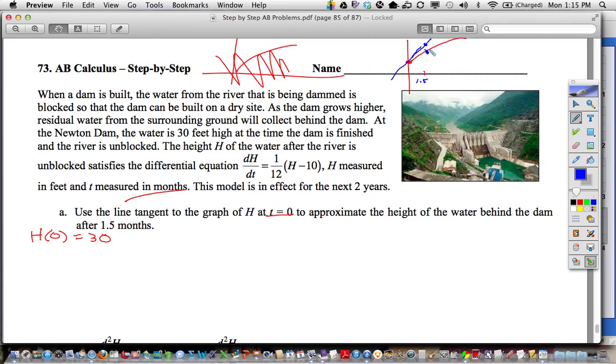Well, no. No, not so much maximum. What could I do? What they're telling me, could I do the tangent line at t equals 0 to approximate the height at, say, 24 months? Why can I do it to approximate at 1.5 months, but I can't do it for like 24 months? Because 1.5 months is pretty close to 0.